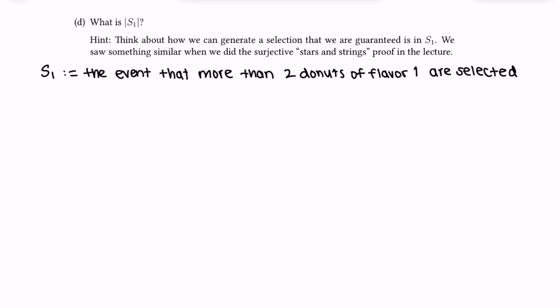Okay, so Alfred is choosing 7 donuts. And since S1 requires us to select more than 2 donuts for flavor 1, that means we have to select at least 3 donuts. So let's write this 1 here to symbolize that these 3 donuts are going to be of flavor 1. Now that leaves us with these 4 donuts. And since we know the order of the donuts doesn't matter, the placement of these 4 donuts is indistinguishable.